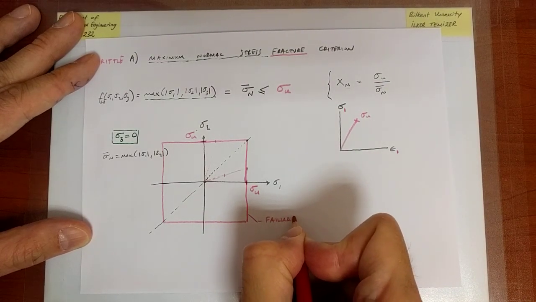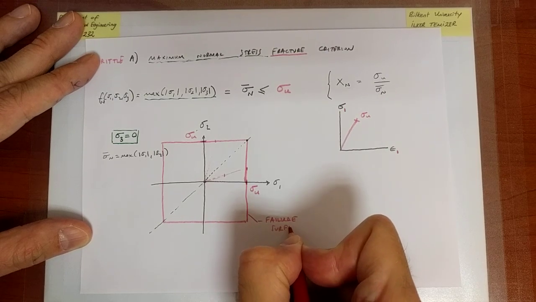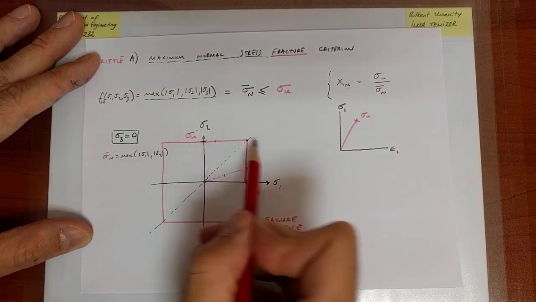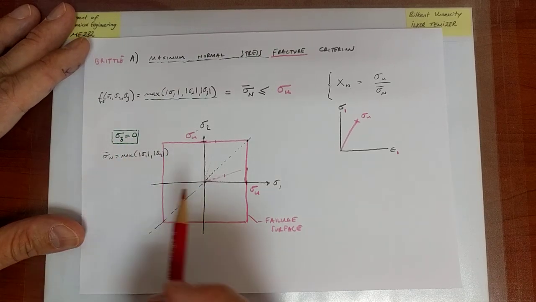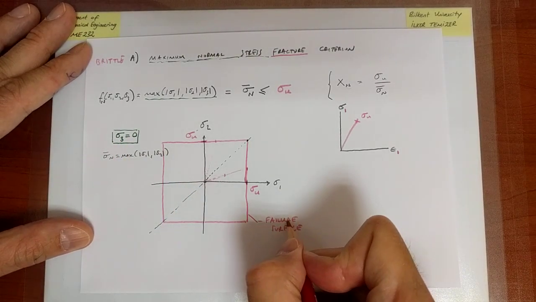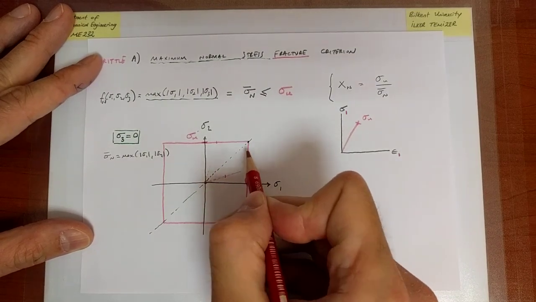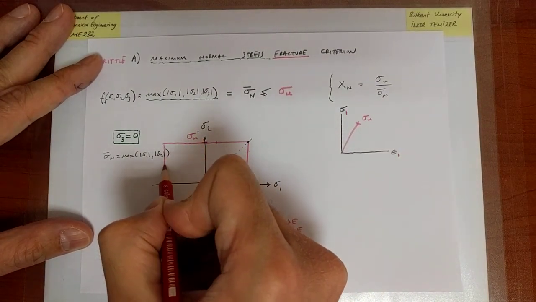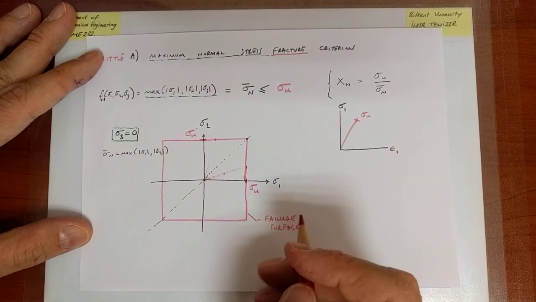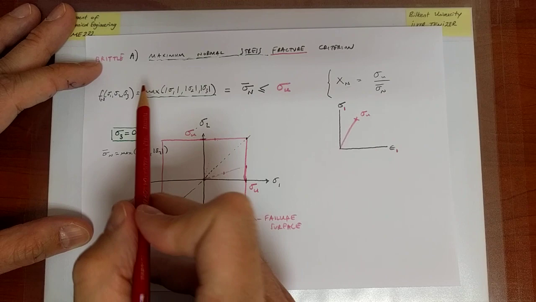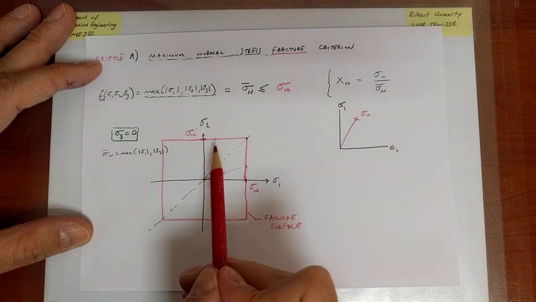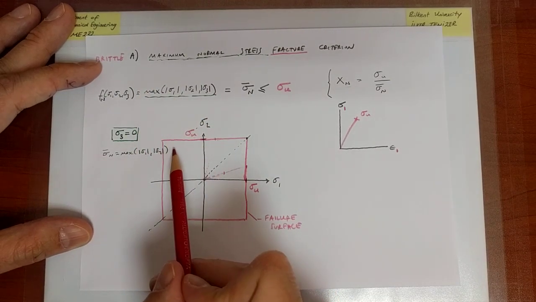The failure surface, remember, in this case I'm drawing the failure surface for sigma 3 equals 0. And the failure surface gives me the locus of all points that eventually lead to failure. And this surface has been drawn according to my mathematical criterion. Now, there are several questions to ask here.